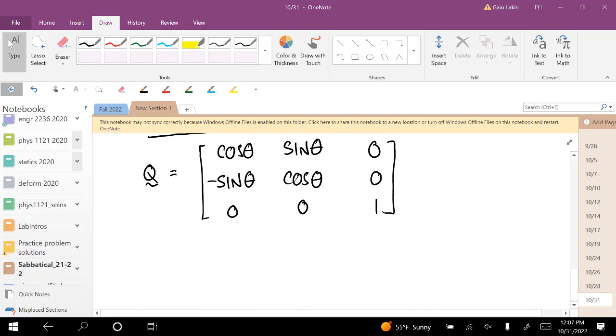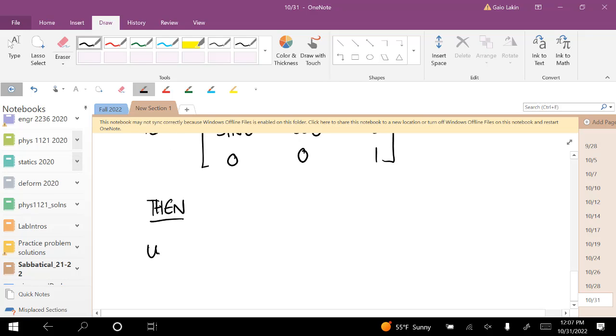And then once you have that rotation matrix defined, the vector expressed in the new coordinate system is the rotation matrix times the vector expressed in the old coordinate system. And your calculator will do that.